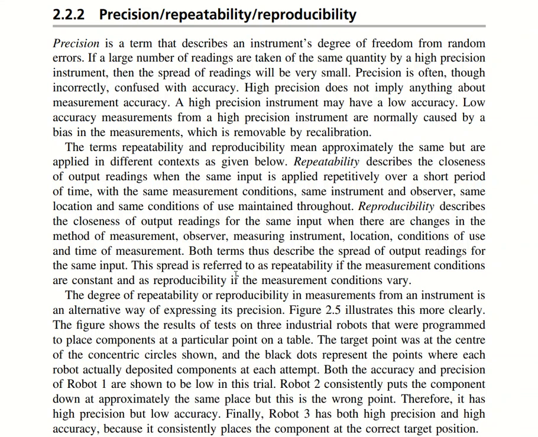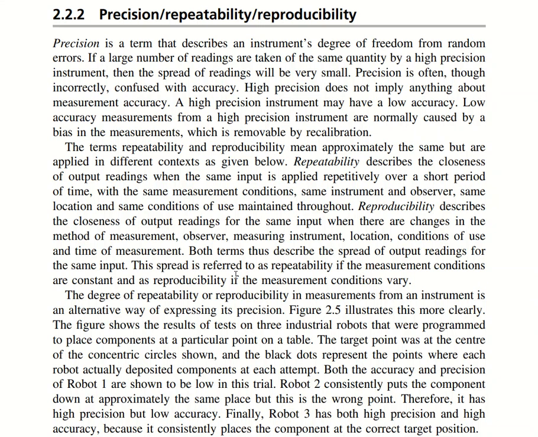Then we have repeatability. Repeatability and reproducibility mean approximately the same, but are applied in different contexts. Repeatability describes the closeness of output readings when the same input is applied repetitively over a short period of time, with the same measurement conditions, same instrument and observer, same location, and same conditions of use maintained throughout.